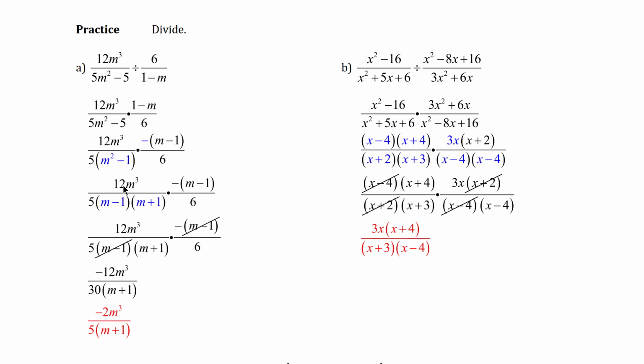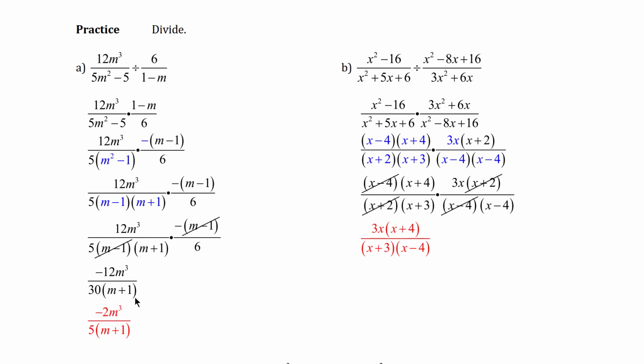The result is 12m cubed divided by 5 times the parentheses m minus 1 times parentheses m plus 1 times negative parentheses m minus 1 divided by 6. From here, we can cancel out the common factors of the m minus 1s. We can multiply the 12 and the negative sign and the 5 and the 6 on the denominator. The result is negative 12m cubed divided by 30 times the parentheses m plus 1.